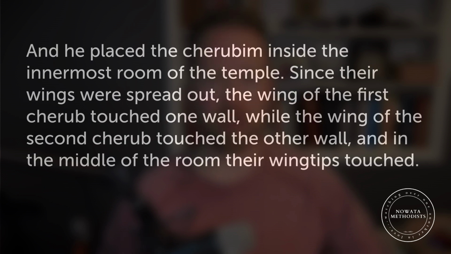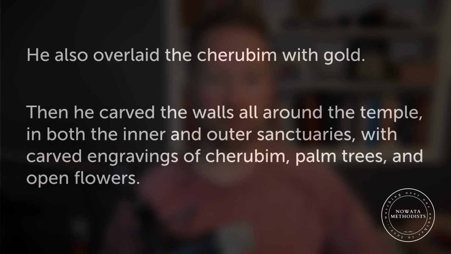And he placed the cherubim inside the innermost room of the temple. Since their wings were spread out, the wing of the first cherub touched one wall, while the wing of the second cherub touched the other wall, and in the middle of the room their wingtips touched. He also overlaid the cherubim with gold.